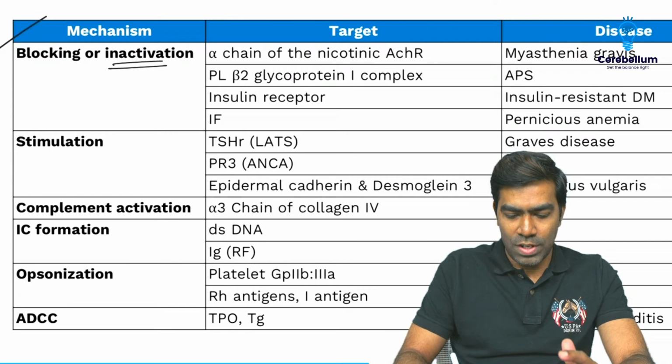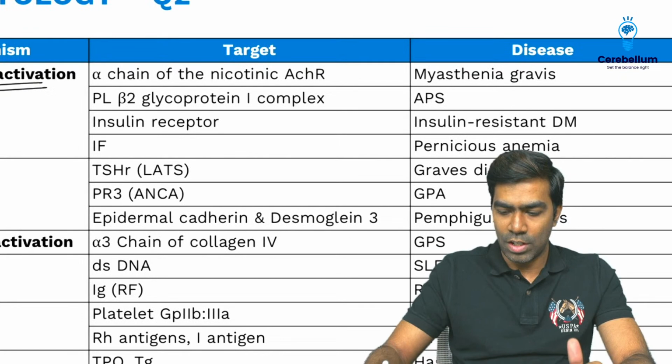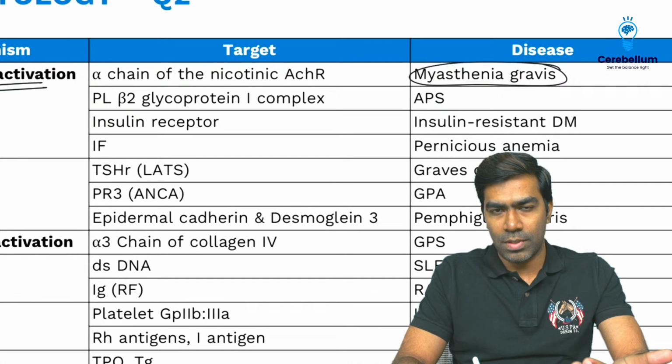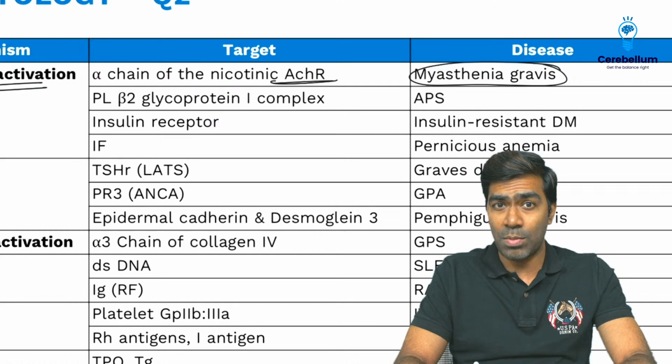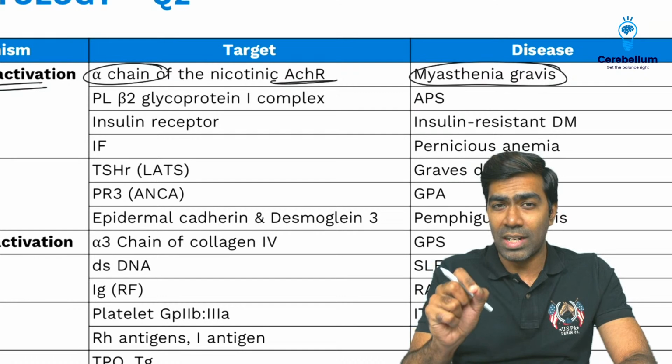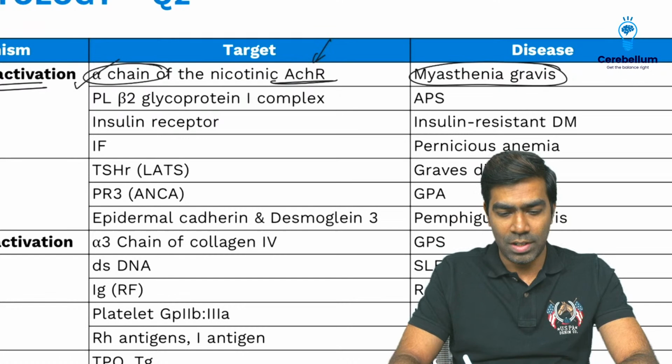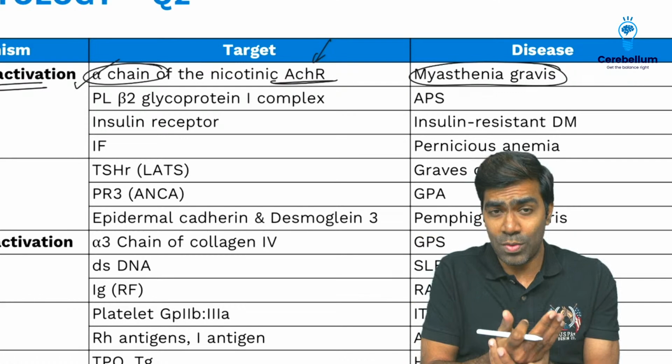What are the best examples? Myasthenia gravis, right? Myasthenia gravis is due to acetylcholine receptor antibody. But the antibody will be targeted specifically against the alpha chain of the nicotinic acetylcholine receptor. Even this is an exam question. You might think, in what way is that important, that alpha chain, how does it matter?